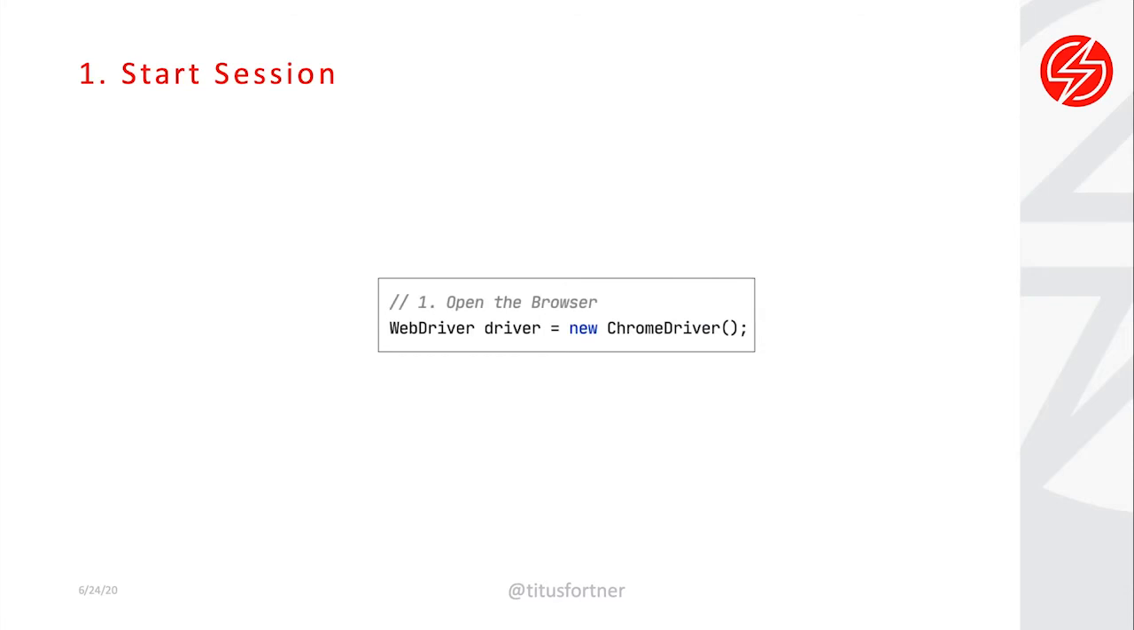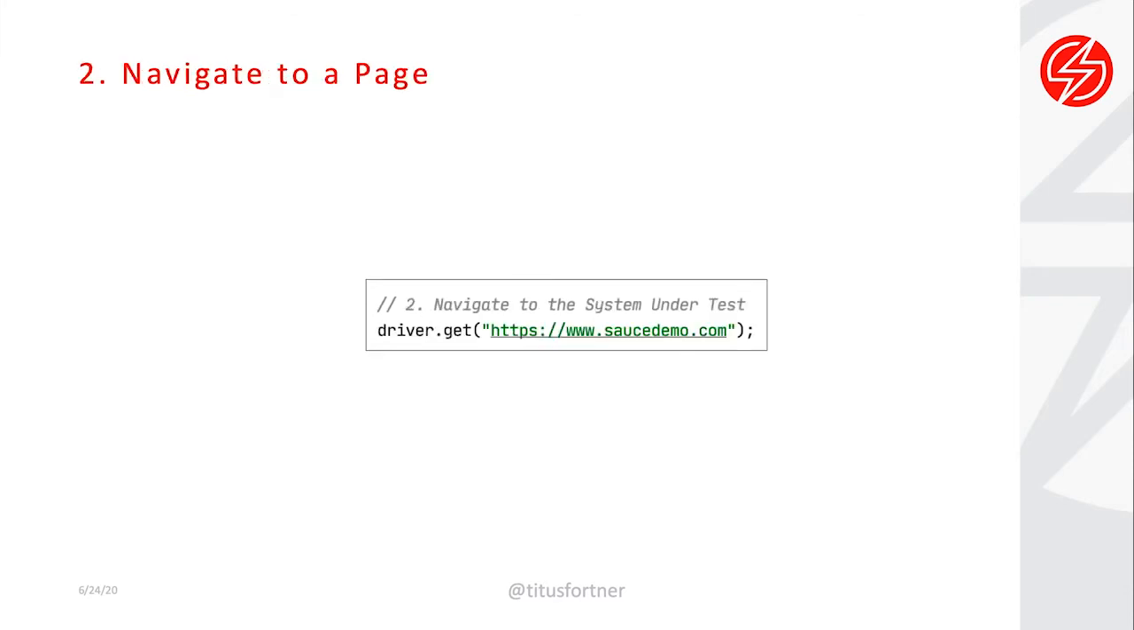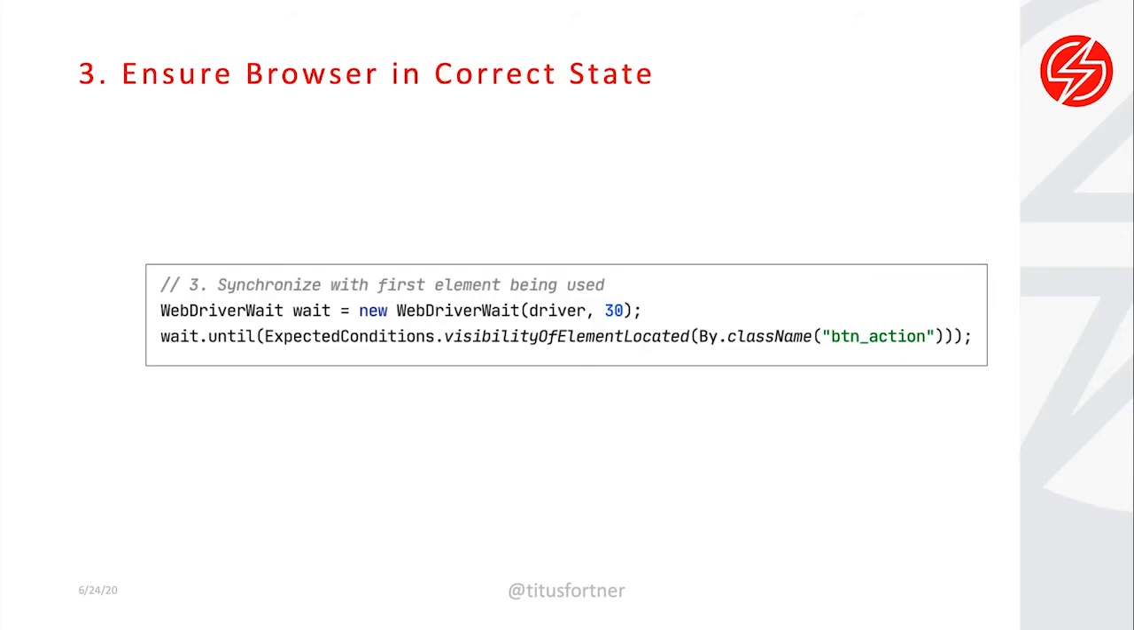So we're just going to run through the code here. Open the browser by initializing a driver in some fashion. You're going to navigate with a get method or a navigate.to method. We need some kind of synchronization here. We want to make sure that the element can be interacted with.